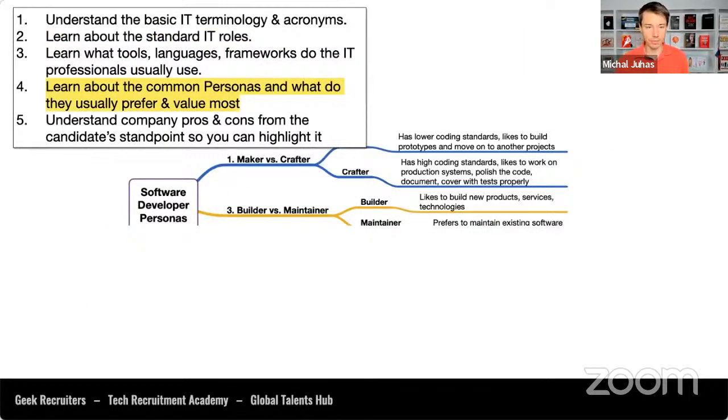You can also learn about the common personas if you'd like to cut through the noise and eventually attract IT candidates better, because there are some specialists who like to start new projects from scratch. There are some professionals who like to just focus on ongoing maintenance. So once you are able to identify these patterns, then you can sell the opportunity much better.